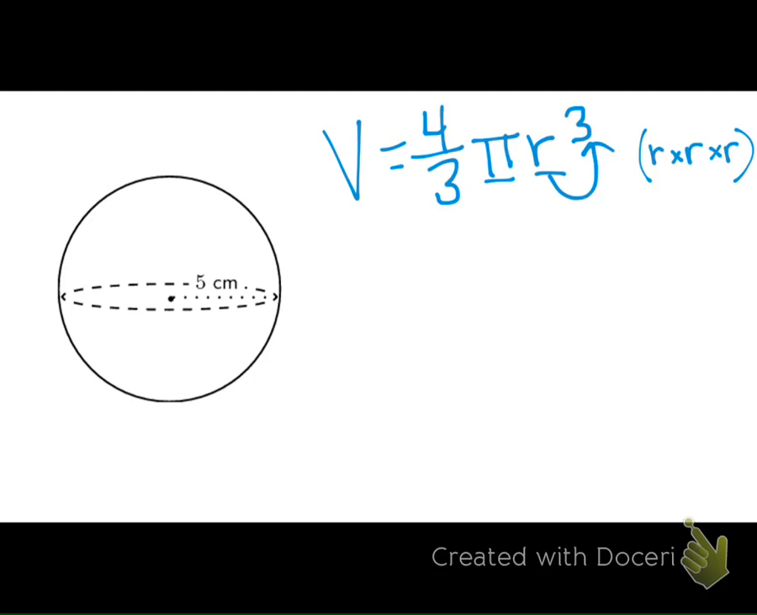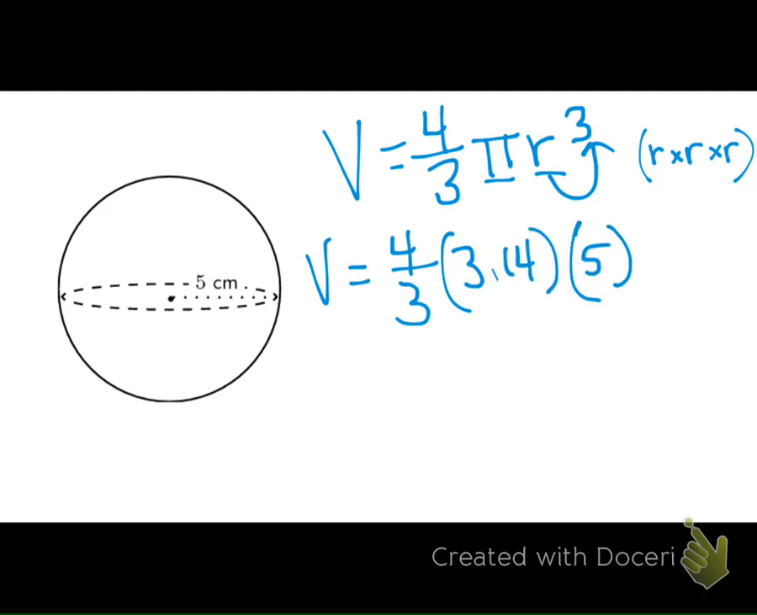Okay, so let's go ahead and put this formula to the test. So I'm finding the volume of my sphere, so I'm going to need 4/3 times pi, 3.14, times my radius, which is 5, cubed. So I'm going to start by cubing my radius. So I want 5 cubed, and if I do that, 5 raised to the third power, that's 125. So I have 4/3 times pi times 125.